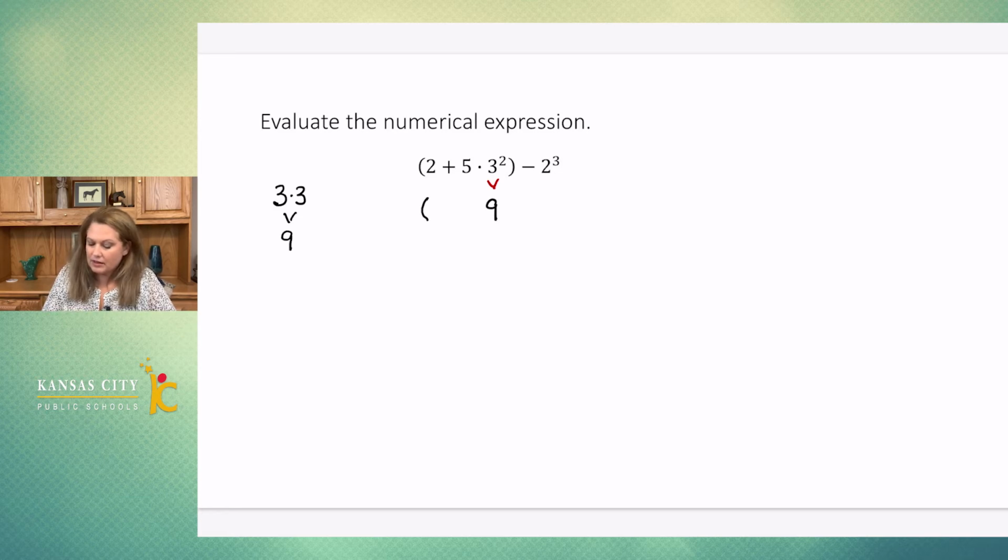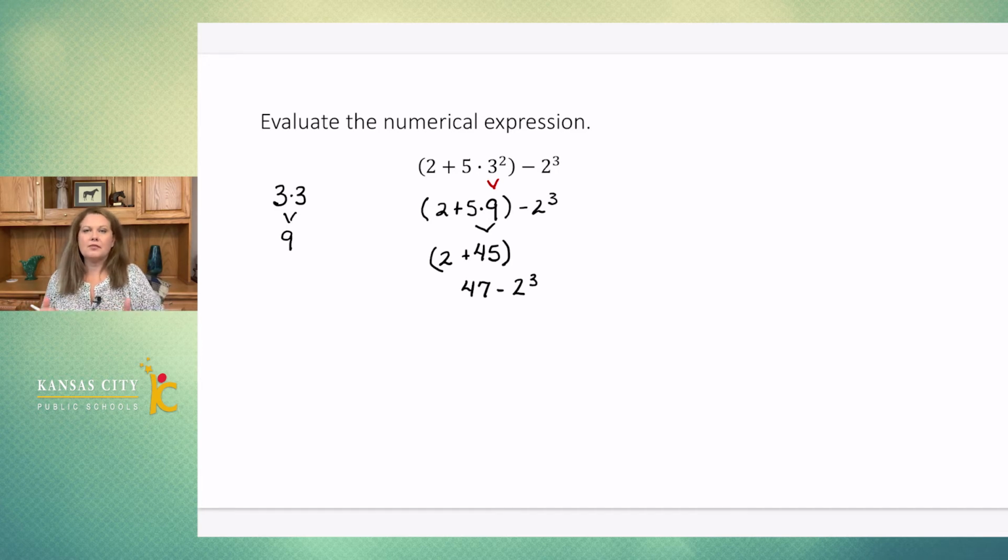I'm going to copy everything down so I don't lose anything. I'm going to finish working in my grouping symbol. 9 times 5 is next. That's 45. I'm still not done with my grouping symbol. Very good. 2 plus 45 is 47. I'm going to bring down my minus 2 to the power of 3.